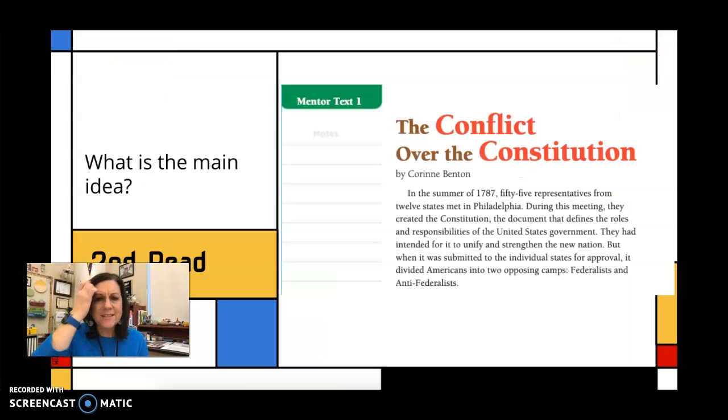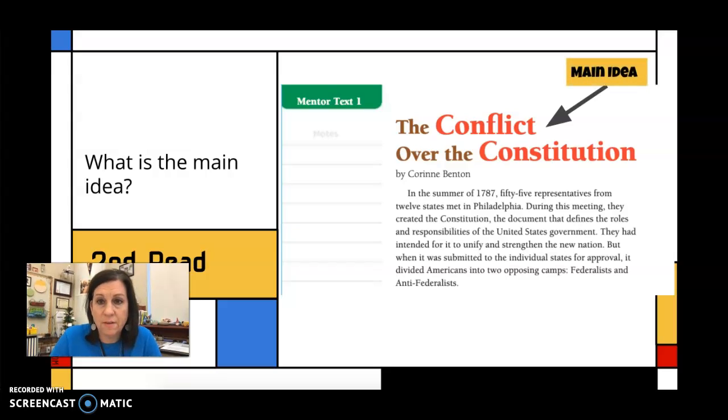All right, well, let's talk here as we go through our second read. And we're focusing today on what is the main idea. If you take a look, the conflict over the Constitution. Conflict. Disagree? That's your main idea. Disagreements. We're talking all about the disagreements over the Constitution. So that's the main idea.